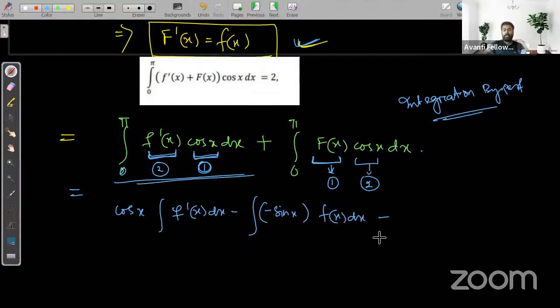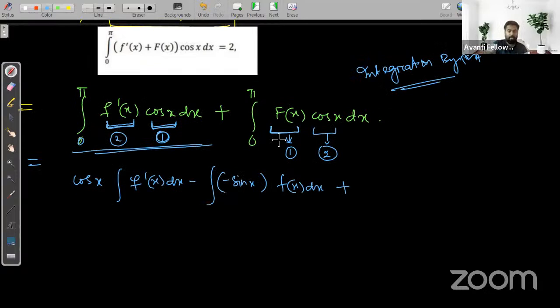Now come to the second integral. If we come to the second integral, let's see. For the second integral we are using, okay, first function is capital F of x into integration of cos x, which is sin x, minus the integration of the differentiation of first function, that is capital F of x, whose differentiation is small f of x, into the integration of cos x, that is sin x dx. Okay, so you can observe here, this minus minus will be plus.